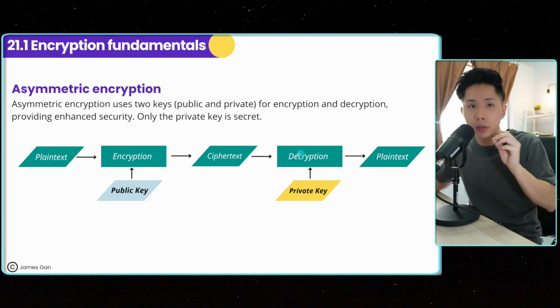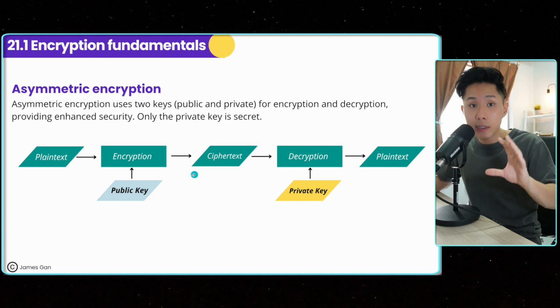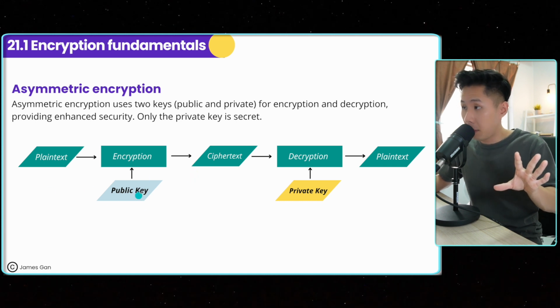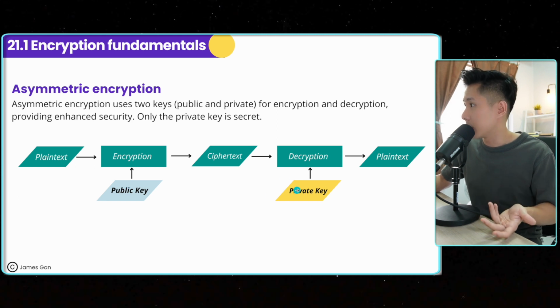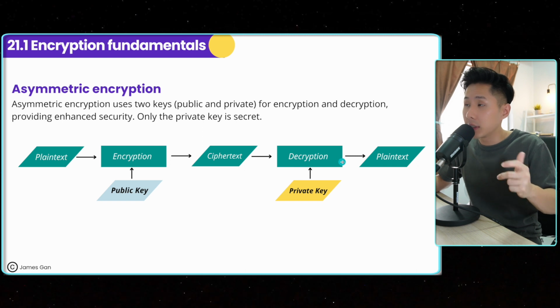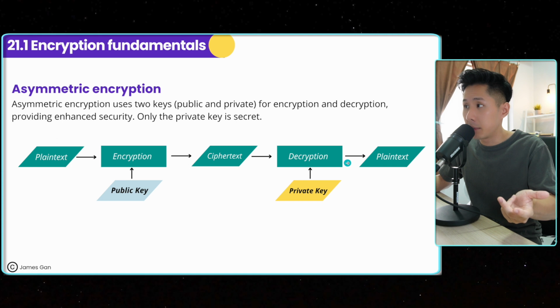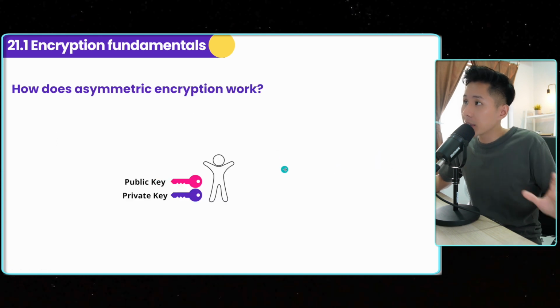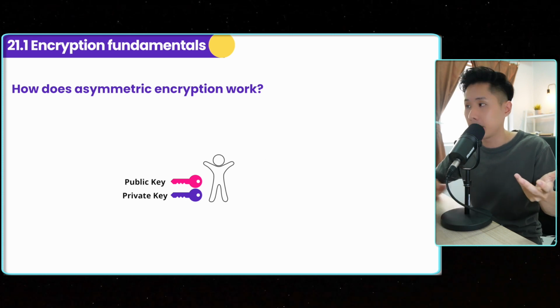As a result, computer scientists came up with asymmetric encryption. It uses two keys. First, we have the public key, which is only used for encryption, and also the private key that is only used for decryption. We'll look into how this method is a lot safer in the later part of the video. So how does asymmetric encryption work? Where do we get the public and the private key?